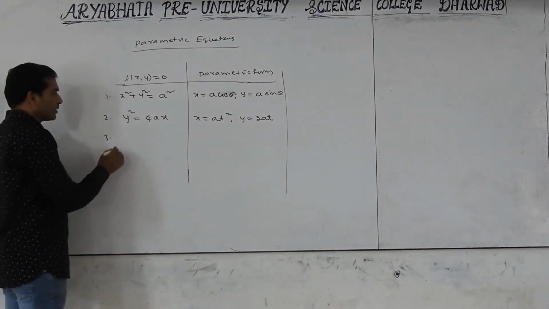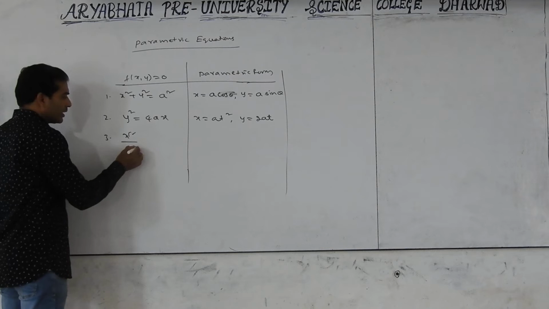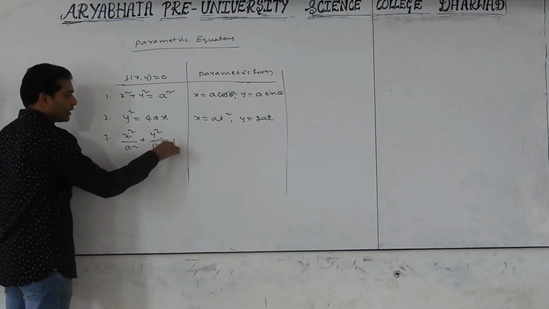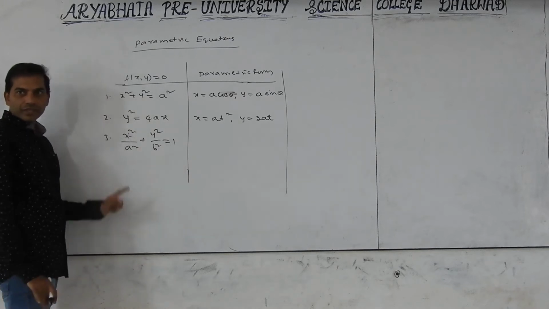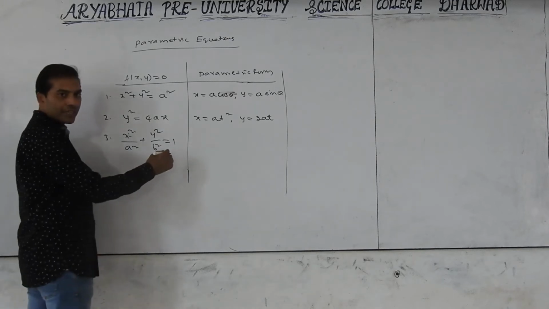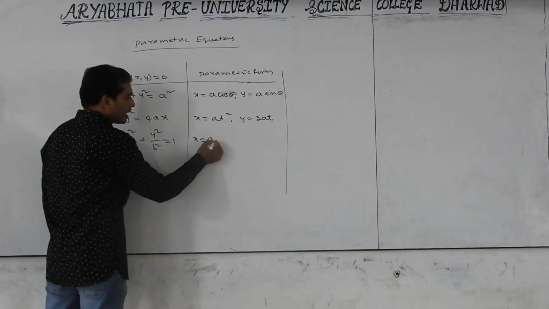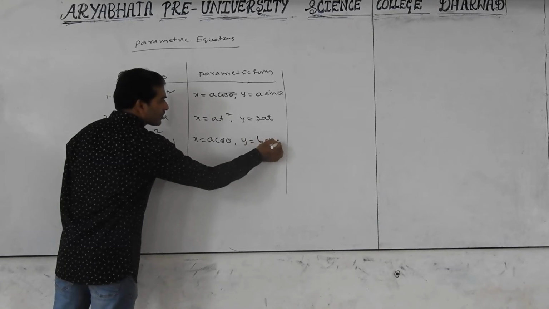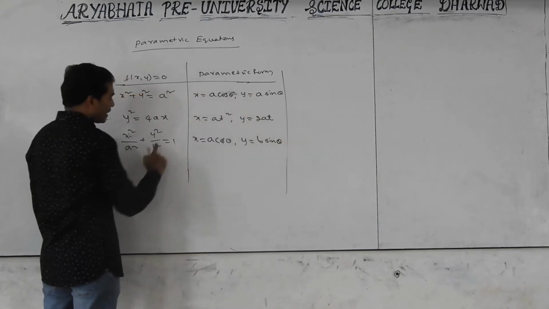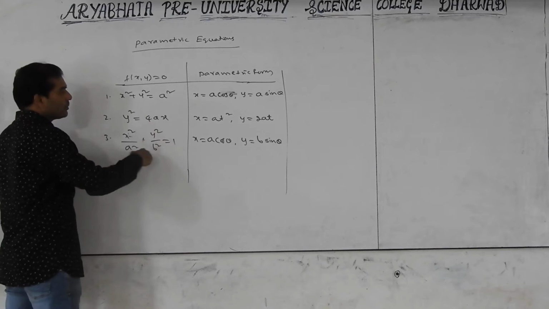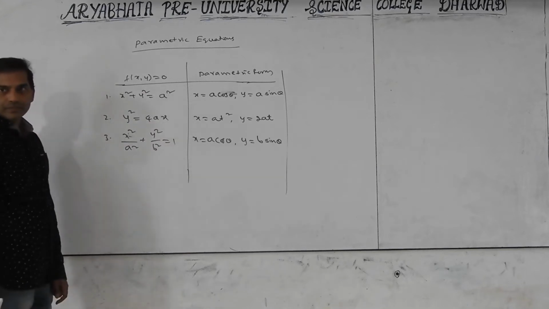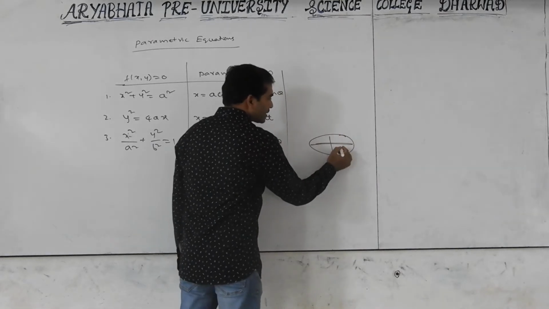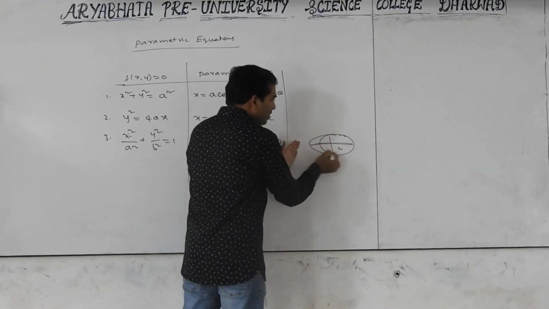Third one, x square by a square plus y square by b square equal to 1. Ellipse. So the parametric equation is x is equal to a cos theta, y equal to b sin theta. Here, when a and b are equal, this ellipse becomes a circle. The lengths of the major axis and minor axis are equal, so it becomes a circular equation.